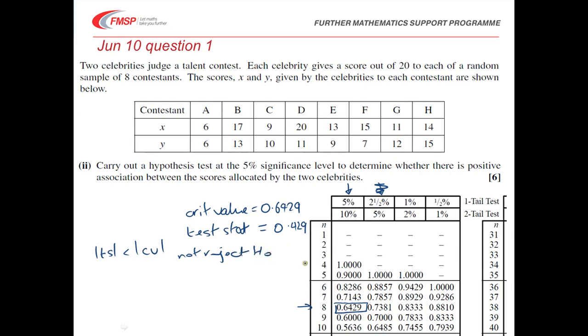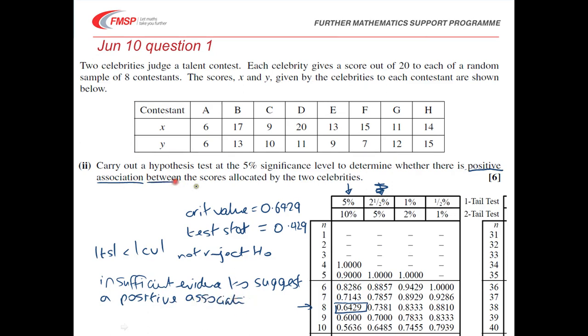So again, we've got 2 more marks here, and then your final mark is for your final statement. So there is insufficient evidence to suggest a positive association, that's why it's one-tailed by the way, to suggest a positive association between the scores allocated by the 2 celebrities. So again, it's putting it in full context here. Okay, that's very, very important.